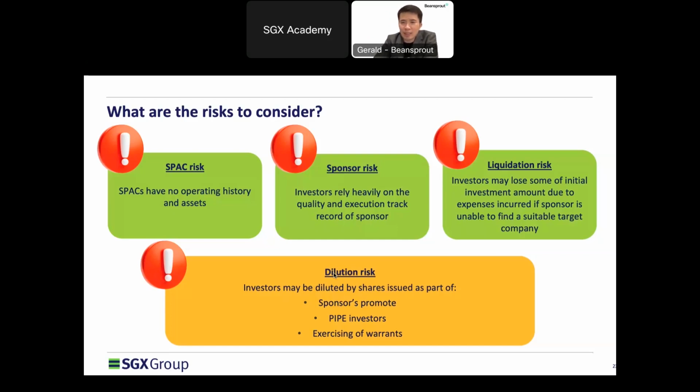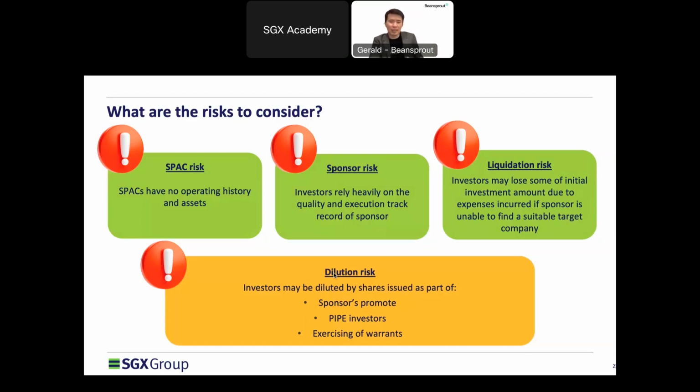Okay, and the next thing is liquidation risk. If the SPAC sponsor is not able to find an acquisition target, then what this means is that there might be some losses due to the various expenses that are incurred along the way.